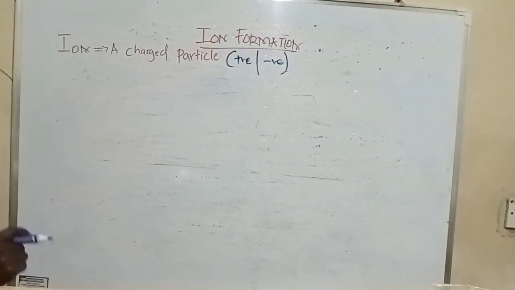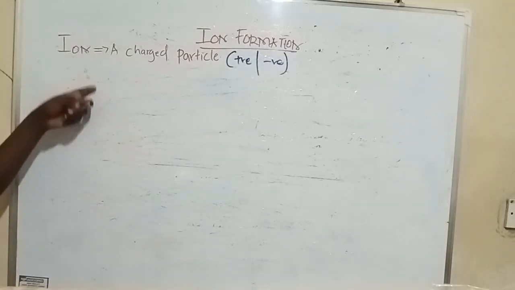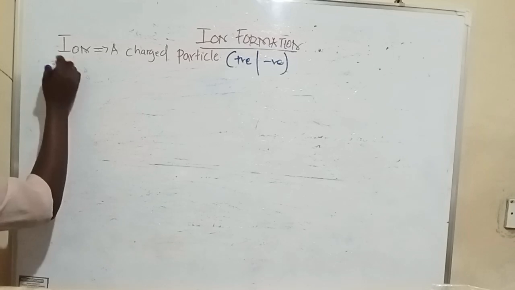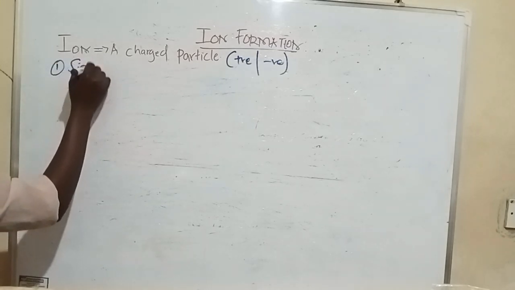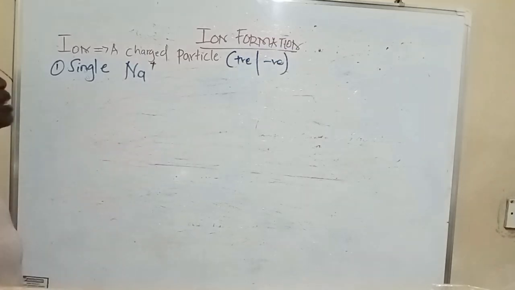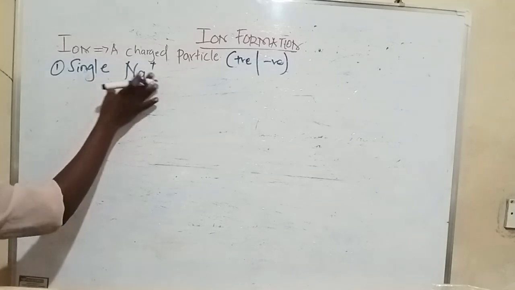Now, how do you form an ion? Before we go to the formation of an ion, we say these ions can exist as single ions. For example, we can talk about sodium and put a charge there. We're going to talk about how we got the positive charge there. So this is an example of an ion that is single.